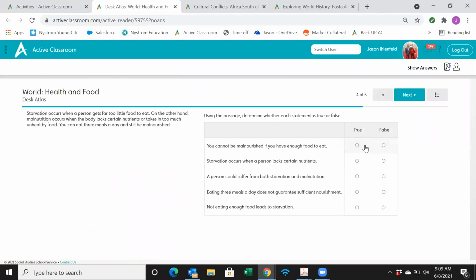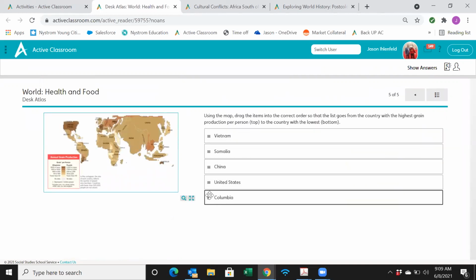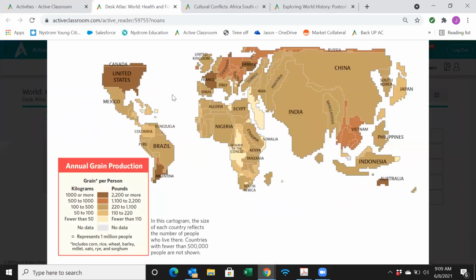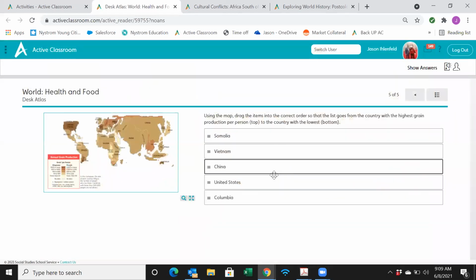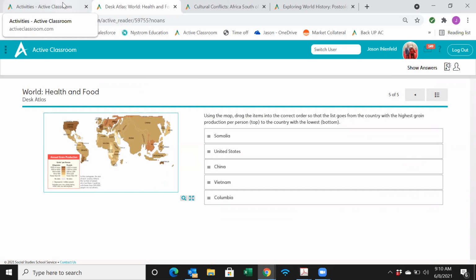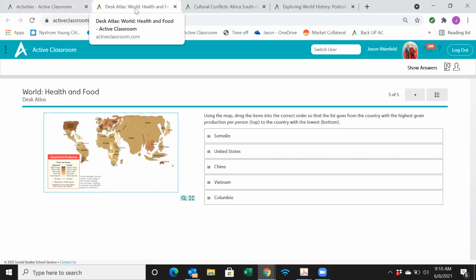This one here just takes a short reading passage and the kids answer true and false. So you've got different levels of questions in here, but you definitely have some areas where there's some higher order thinking with these. So here we're looking at grain production, and then the students will reorganize these. So the Desk Atlas is yet another series that you can find by going to the search by series.